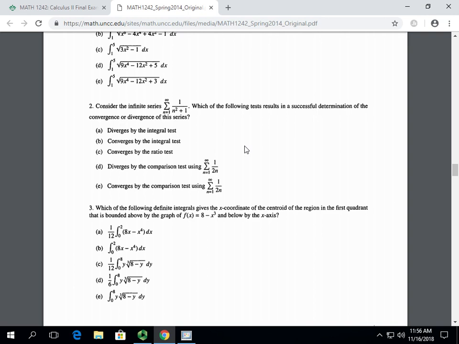So I can automatically eliminate A and D. So I could do the integral test. It converges. Would I ever use the ratio test? No. And would I use comparing it to 1 over n, 2n?